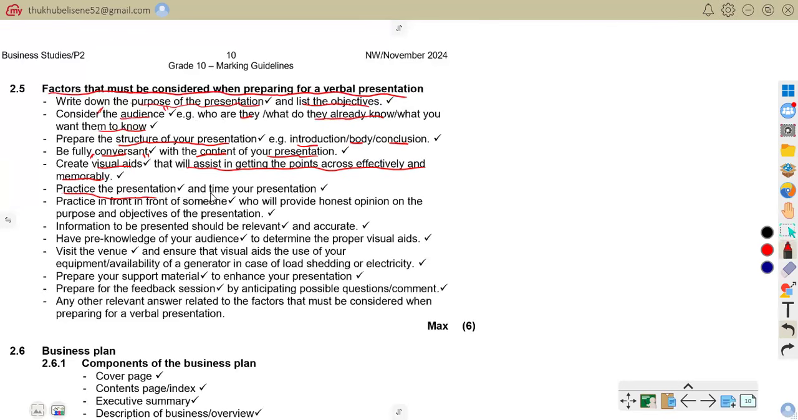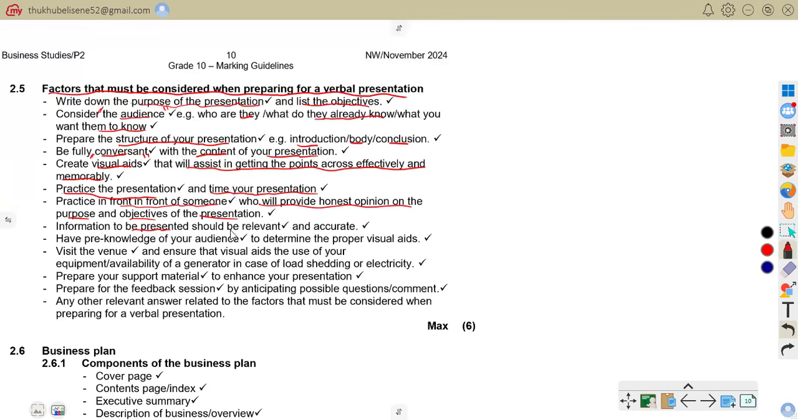Practice the presentation and time your presentation. Rehearse your presentation. Make sure that you prepare and that your presentation is timely. That is why we are saying time your presentation. Practice in front of someone who will provide an honest opinion on the purpose and objectives of the presentation. While you are preparing, make sure your preparation is very practical. Practice before someone to make sure that you are well prepared.